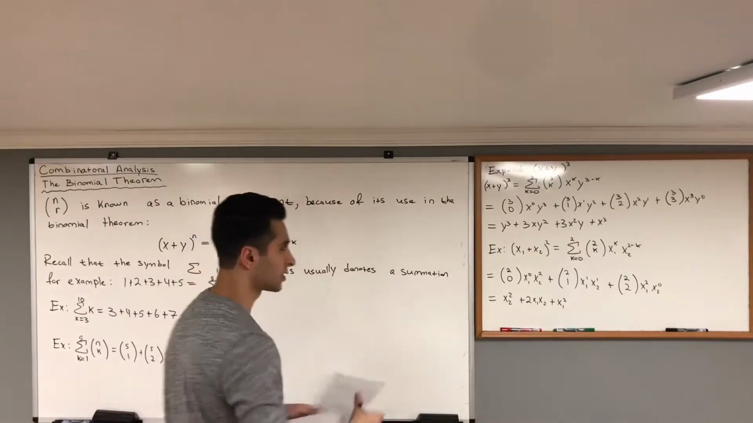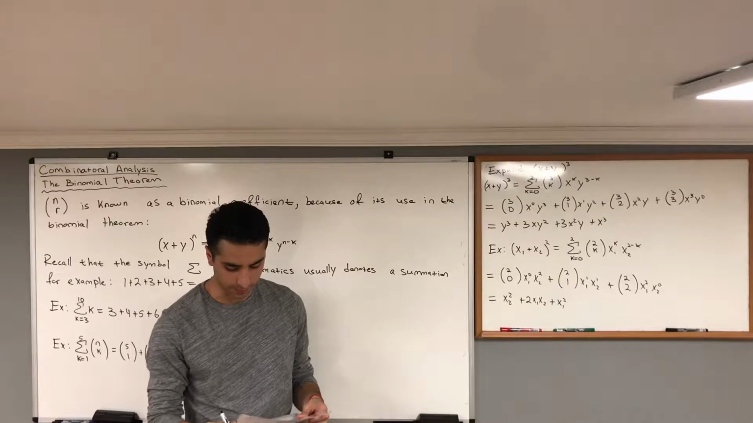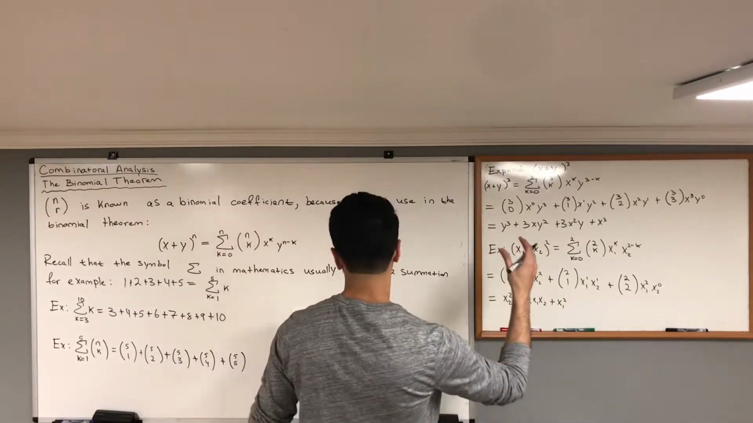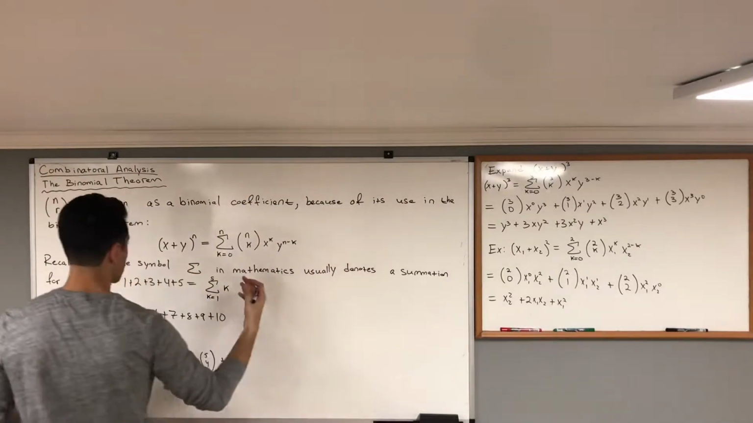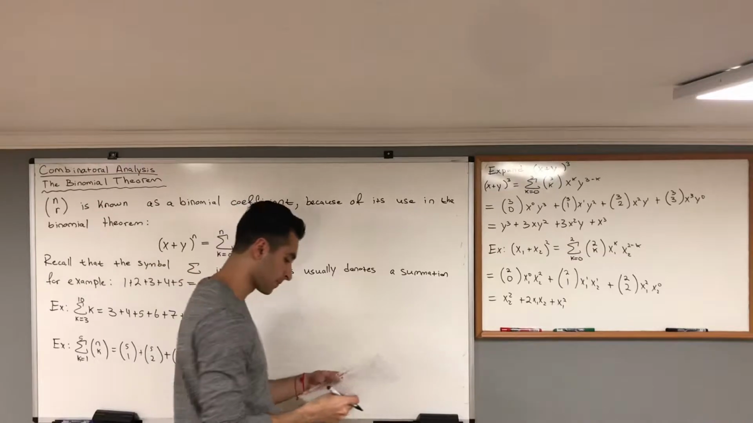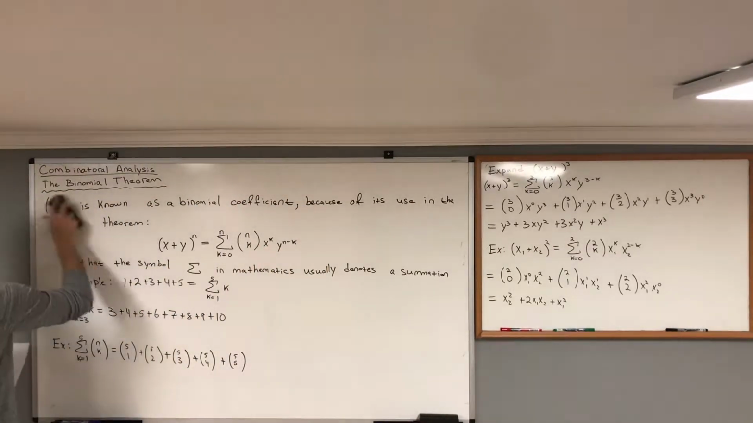Okay, so that basically covered the binomial theorem, except we're going to be building more upon it. So don't forget about it. It's still going to come up. It's just that we don't have that many examples just yet. Okay, so let me erase this and we'll get to our next topic.